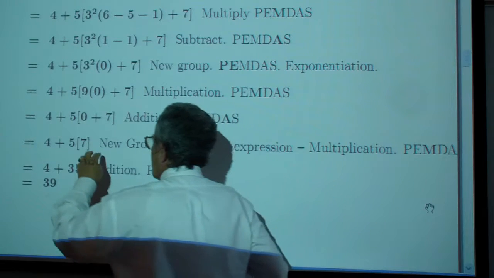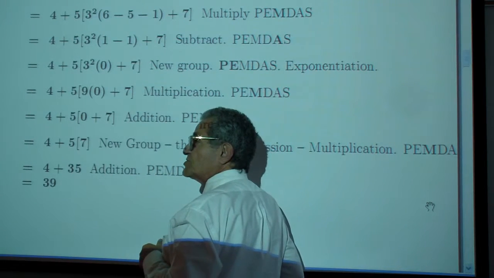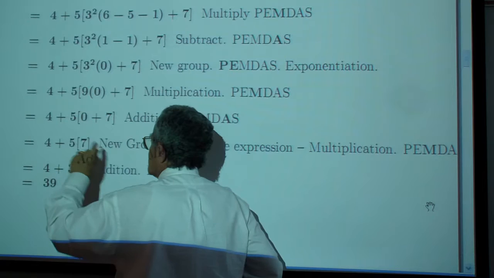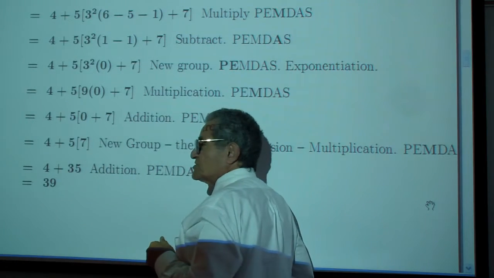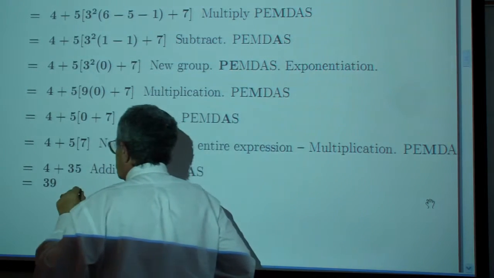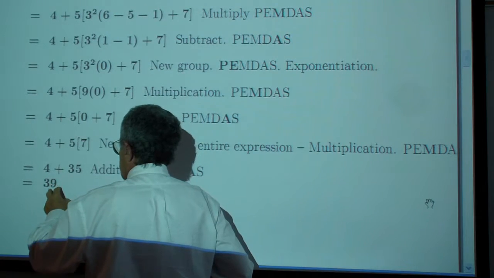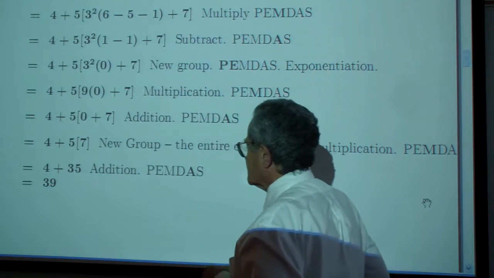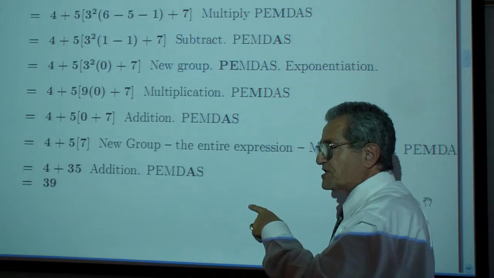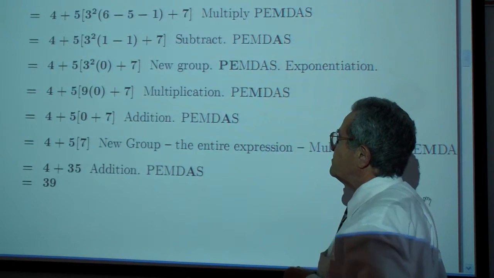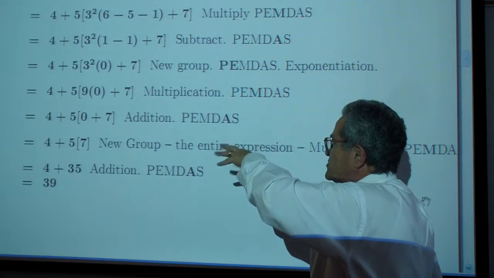In that expression, are there any exponents? No. Any multiplication or divisions? Yes, a multiplication. So 5 times 7 is 35. And then finally, as your last step, you have an addition. That brings you to 39. Okay? Do that step by step. Copy every symbol in every step and just do one thing at a time.